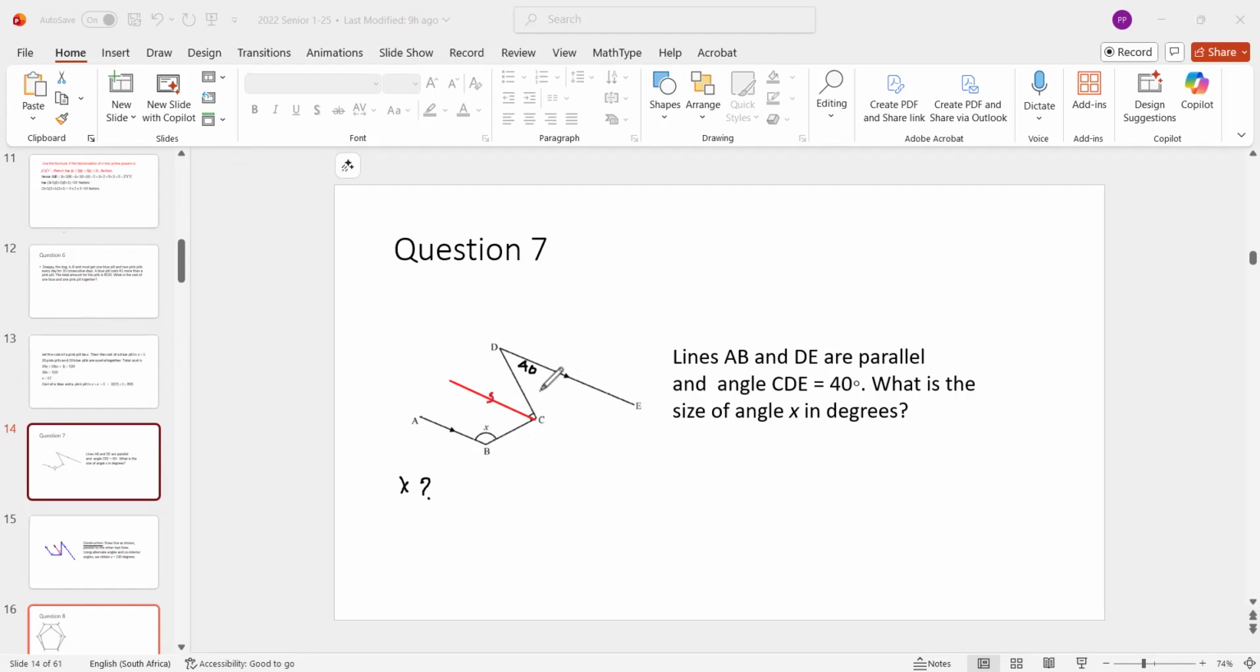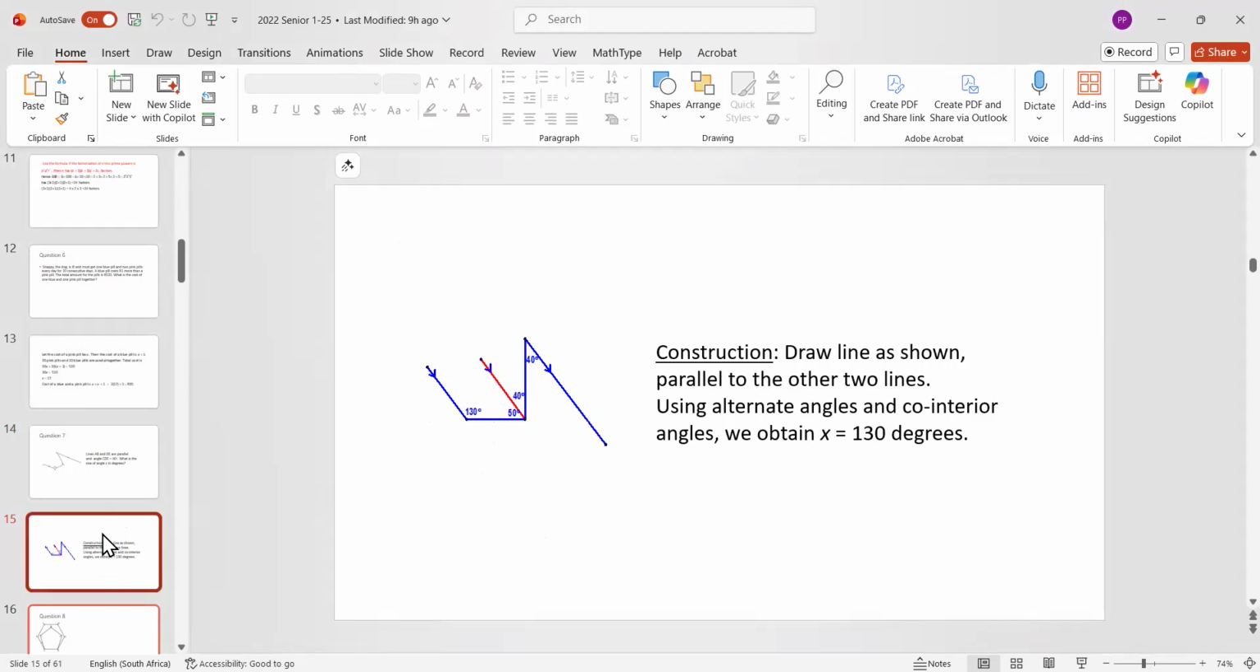So then it becomes easy because these are alternate angles, 40, 40. The whole thing is 90, so this must be 50. And these two are co-interior angles. The co-interior angles add up to 180 degrees. So x must be 130 degrees. So that's the answer to that question. x is 130. As you can see at the end of this, I say that x is 130.